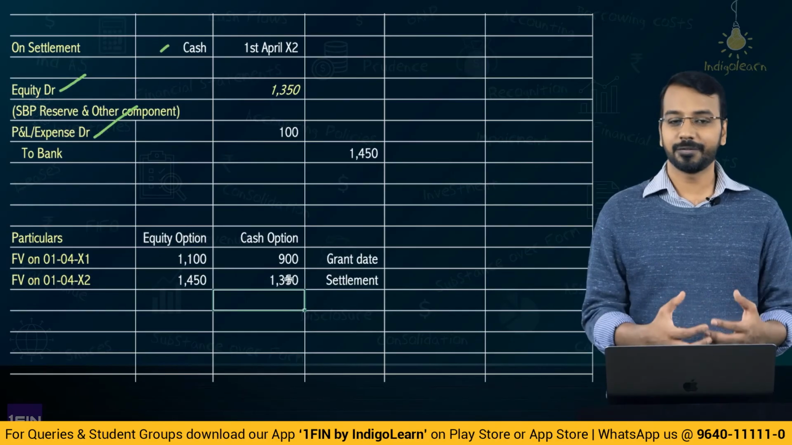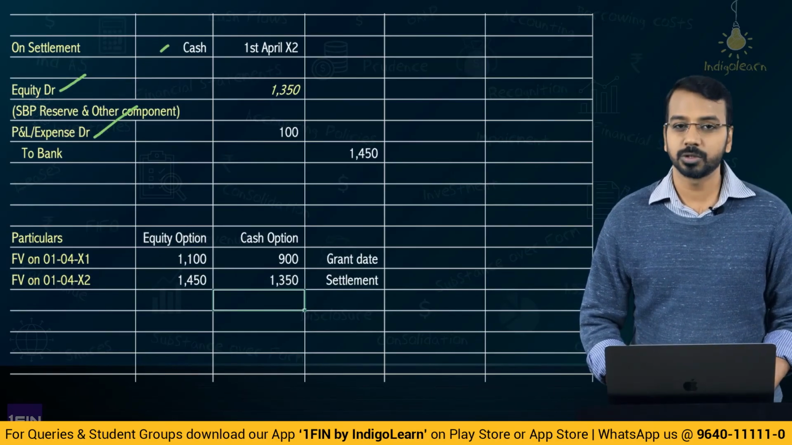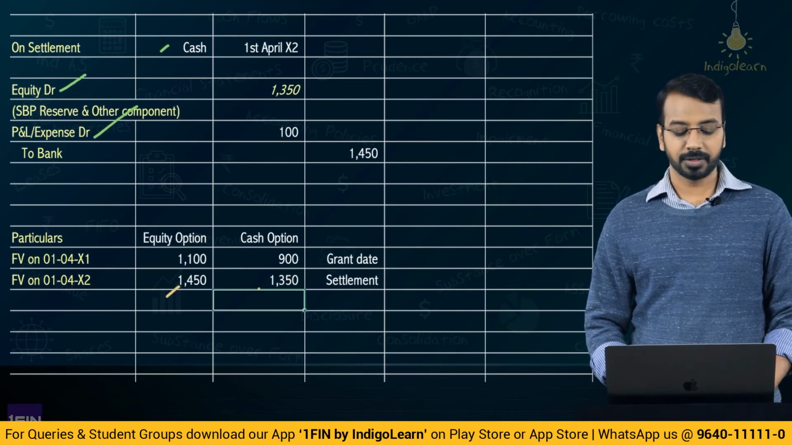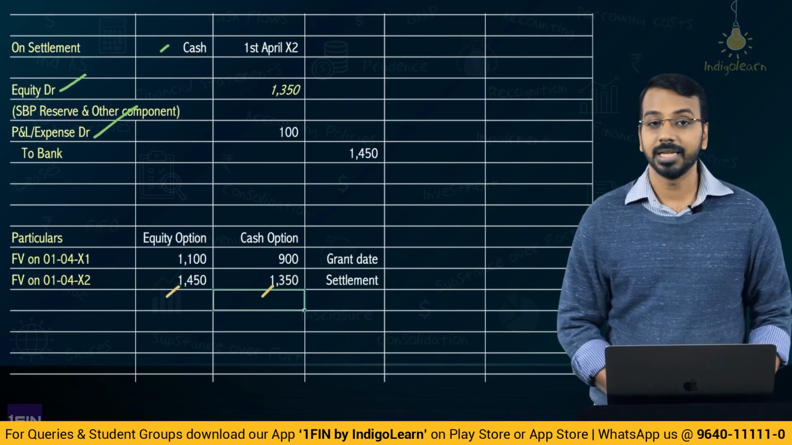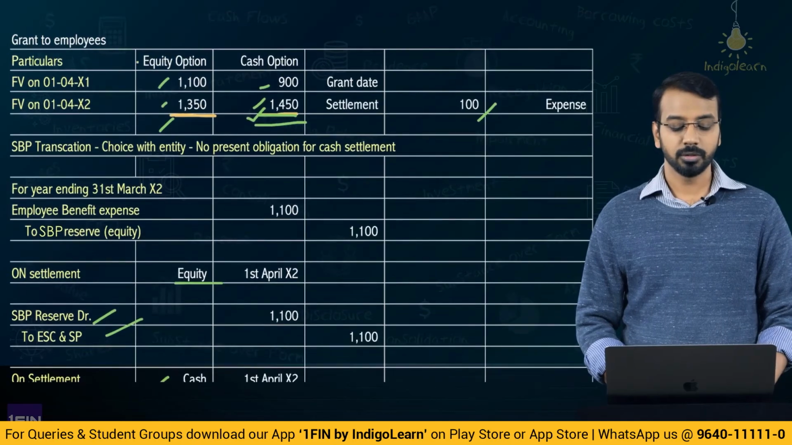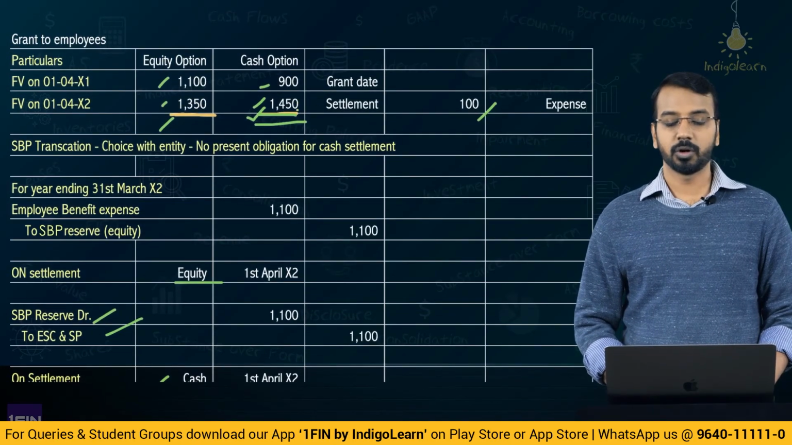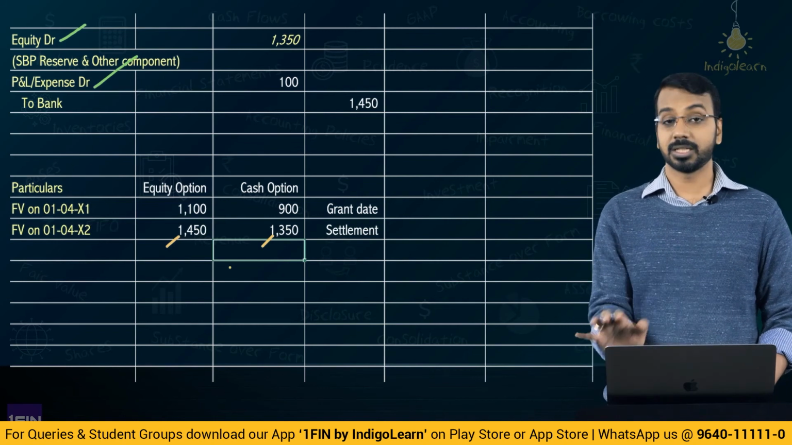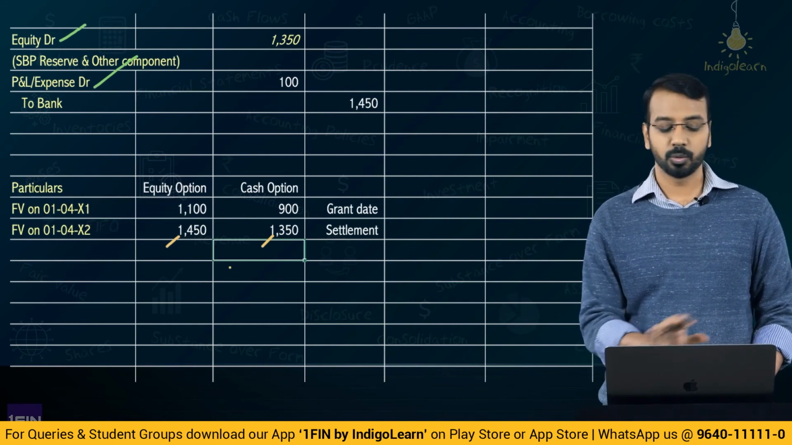Now let's consider a modified scenario where the fair values on the grant dates are same, but the fair values on the settlement date are different. Now 1450 is the equity option and 1350 is the cash option, right? So here 1350 was equity, 1450 was cash. Now in this case, what will be the difference? The first entry does not change. The first entry will be at 1100, no change in that.